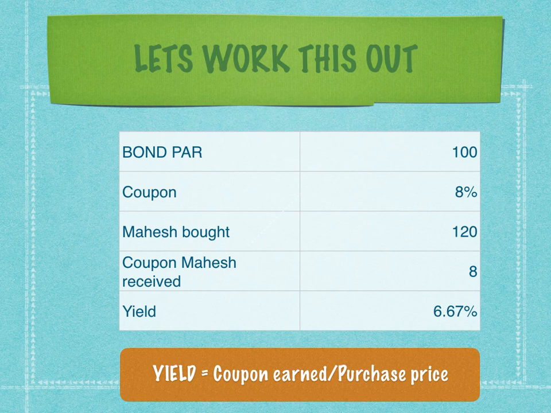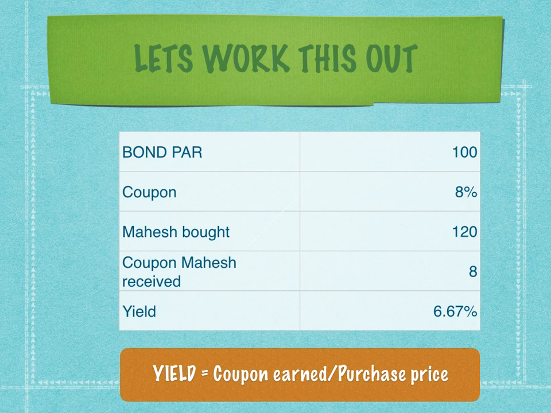Let's work this out. Let's say there is a bond which has a par value of 100. The coupon rate is 8%, and Mahesh bought this bond in the secondary market at 120. He has paid a premium for it. The coupon that Mahesh received is 8, that is 8% of 100, and the yield to Mahesh is, how much has Mahesh earned? 8. How much has he invested to earn that much? 120. So 8 divided by 120 gives a yield of 6.67% to Mahesh.